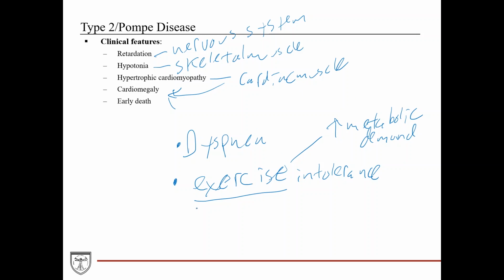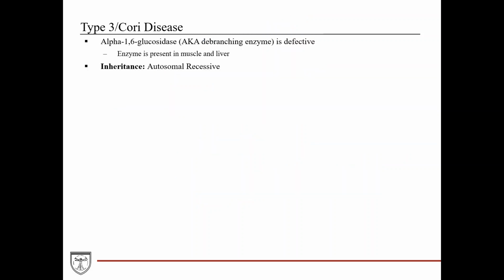So exercise intolerance, and then what these can eventually lead to is heart failure. And unfortunately, this develops much, much earlier than in the typical adult population. And so unfortunately, what this leads to is early death often. So moving on to type 3 disease, or Cori disease.